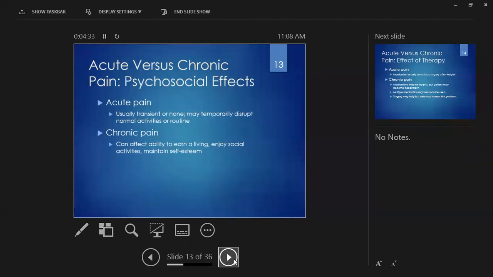Psychosocial effects. Acute pain, if they have any psychosocial effects at all, it's usually really quick. They don't last long. It may temporarily disrupt their life, right? You know, having a broken arm or burning their hand on the stove. They might not be able to wash the dishes for a few days, right? But it's not going to severely impact their life. Whereas chronic pain can affect a person's ability to earn a living, enjoy social activities, and have good self-esteem. It may impact all areas of their life as they isolate themselves, reduce their activity, and don't participate in normal activities of daily living.